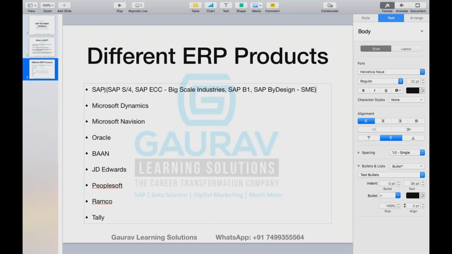Right? So SAP is an ERP, but SAP is not the only ERP. There are a lot of other ERP vendors available in the market which are competing with SAP. But still, because of the features of SAP ECC and SAP S/4HANA over the last 15-20 years, SAP is very much powerful in the market.